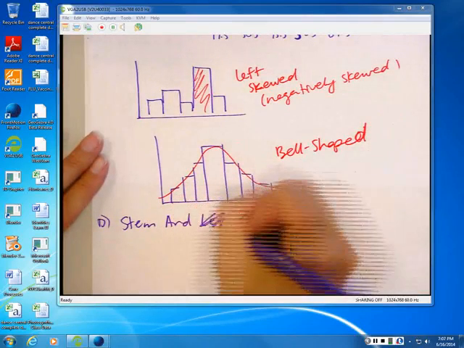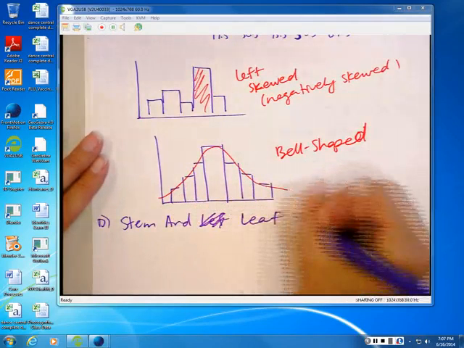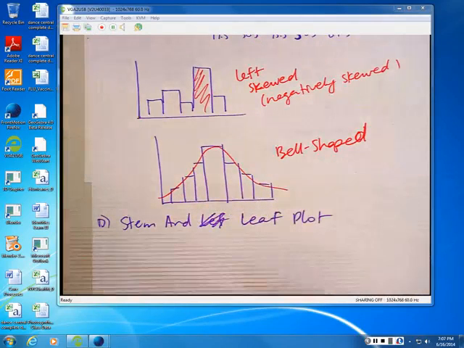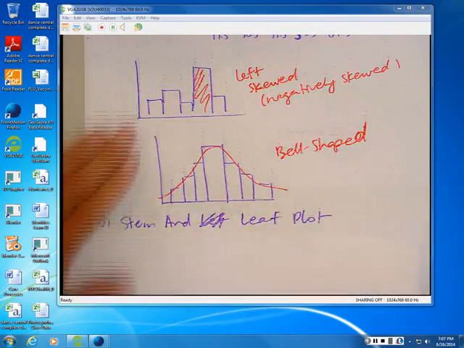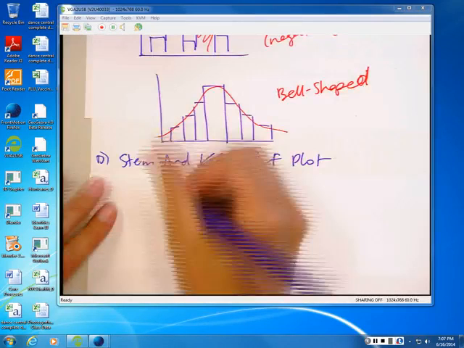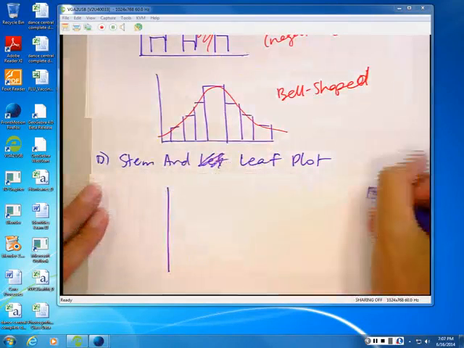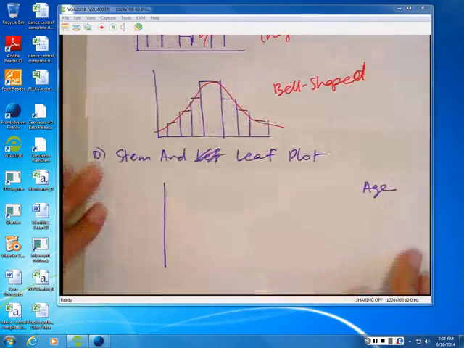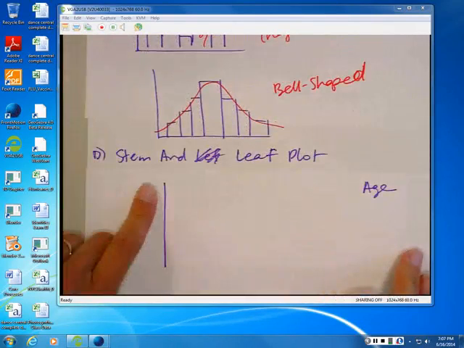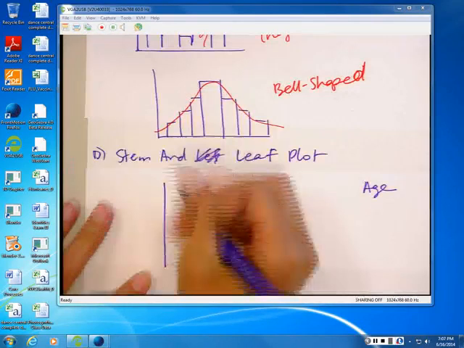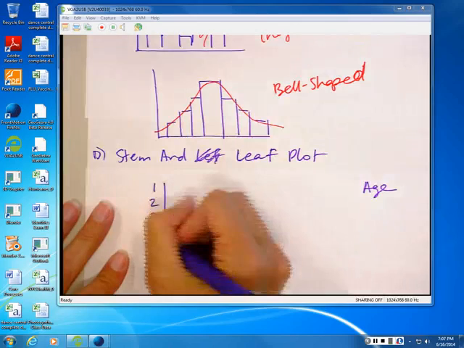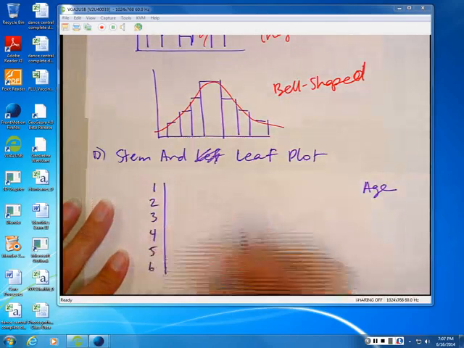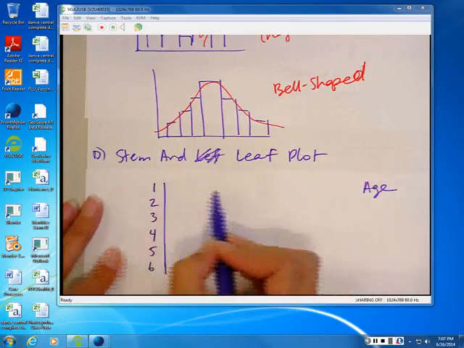The stem and leaf plot is kind of a histogram on its side, but I'm just going to use the numbers. So let's see if I can get all 14 of my data values correctly here. I'm going to use age again. I'm going to put the tens values on this side, and remember I was as low as 18, so I had the teens, 20s, 30s, 40s, 50s, and 60s. And then I'm going to put the ones on the other side.